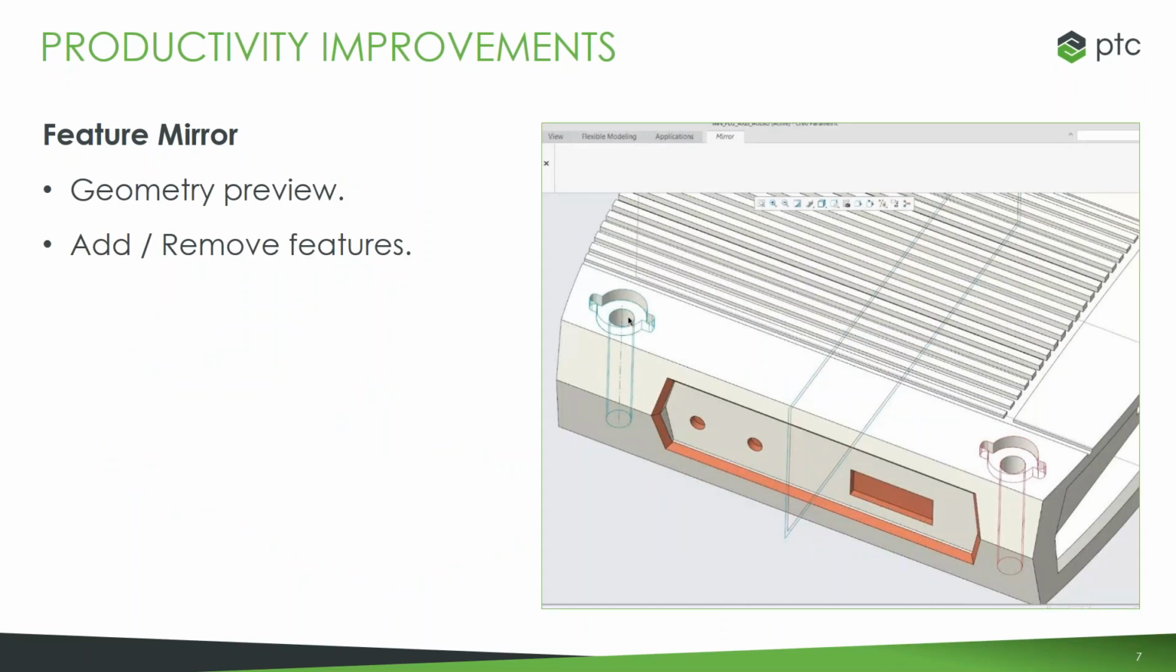There's also been some improvement with the mirroring feature. So now you have the ability to preview the geometry before you decide whether or not you want to copy it. So you can see everything that's being mirrored. And you also have the ability to add or remove features. So if you mirror something and after you mirror it, you add some more features to the original thing that you mirrored, you can then add those back in. Or if there are some parts of what you're mirroring that you don't want to mirror, you can choose to remove those beforehand.